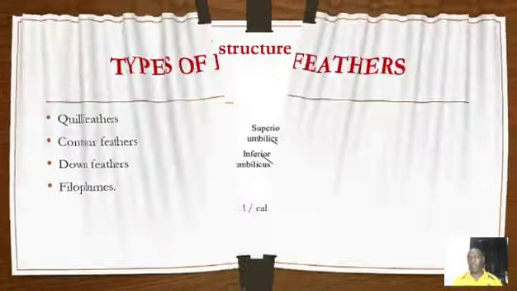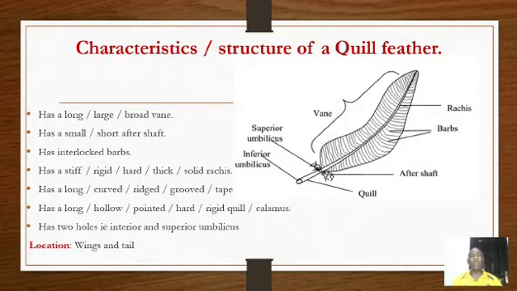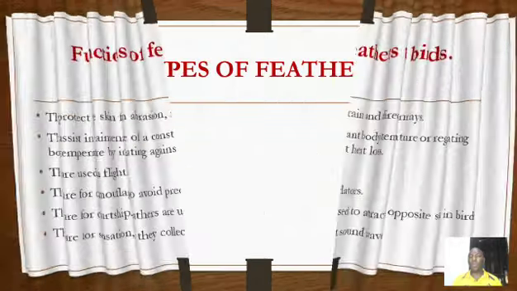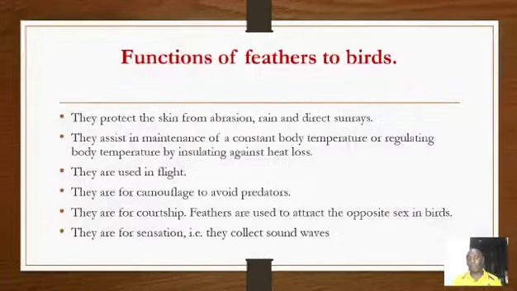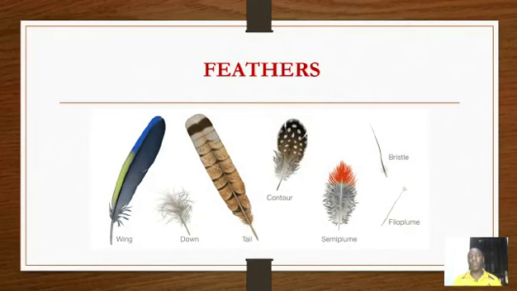We now move on and we look at each at a time. We begin by looking at the quill feather. The quill feather, what does it look like? I'm sure we have seen such a feather before. Alternatively, when we look at our first visual that we have seen, the feather which is labeled wing and another that is labeled tail, those are quill feathers.